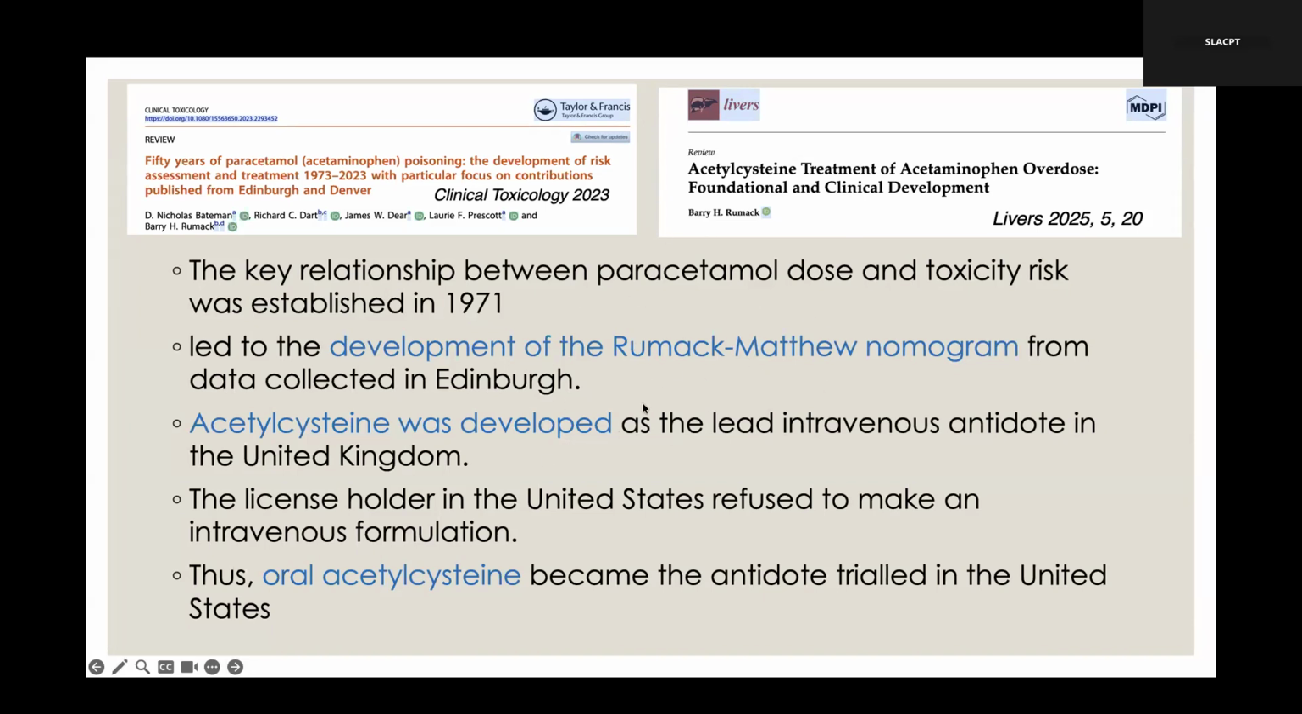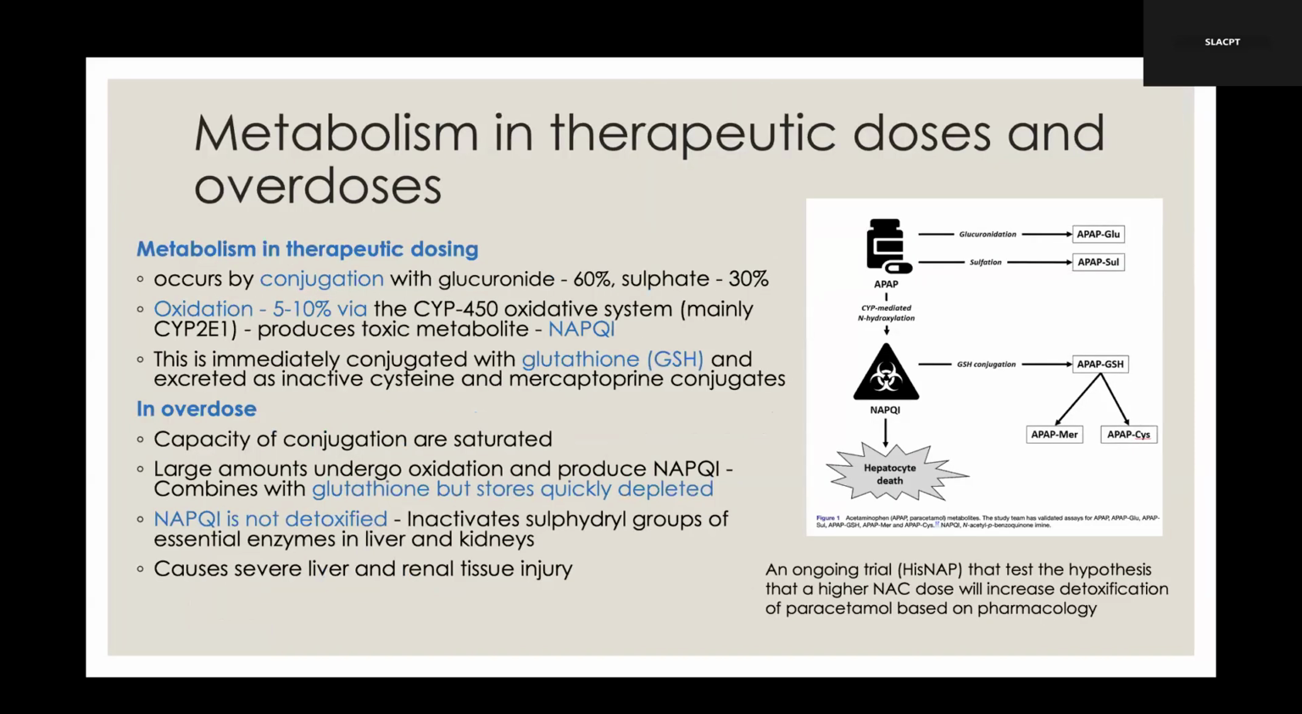So the key relationship between paracetamol and toxicity was established in about 1971, and at that time that led to the development of this Rumack-Matthew normogram, which is used to identify those who require treatment with antidote. And so acetylcysteine was developed as the lead intravenous antidote in the UK. However, the license holder in the US refused to make an intravenous formulation. That is why in the US they were using oral acetylcysteine, but now they are also having the intravenous acetylcysteine.